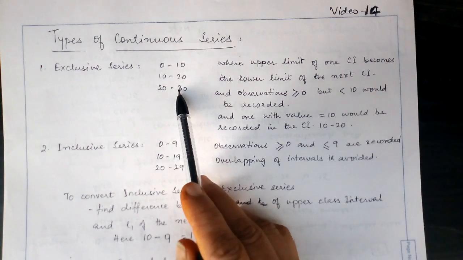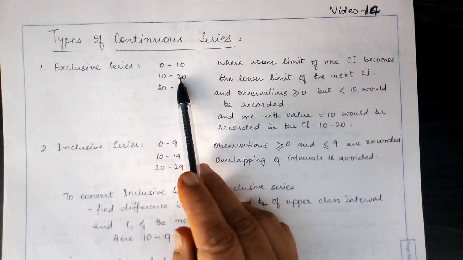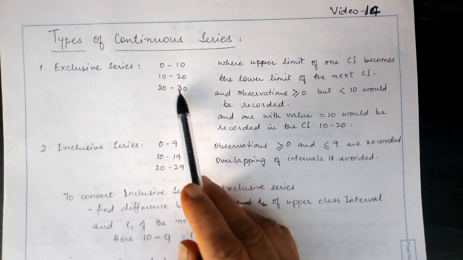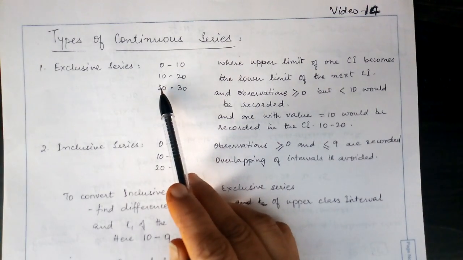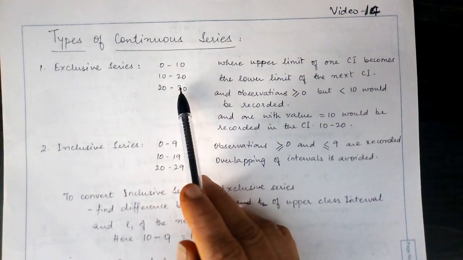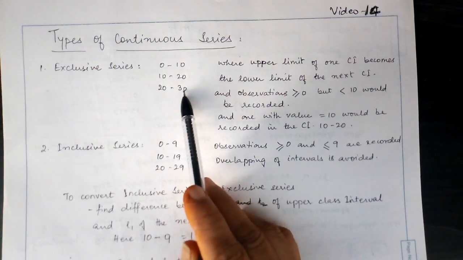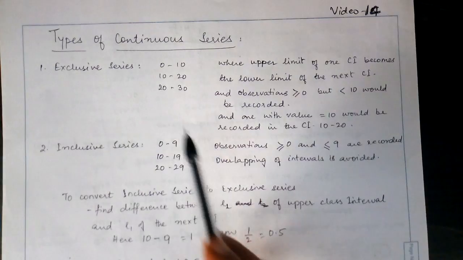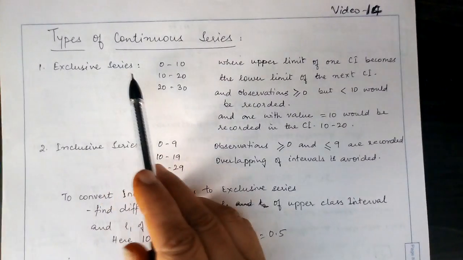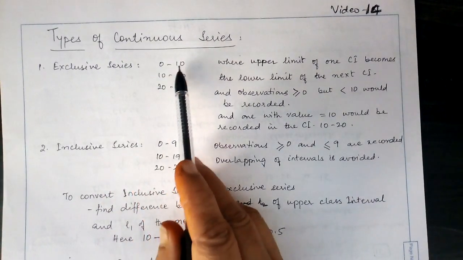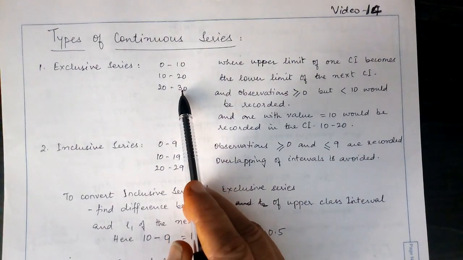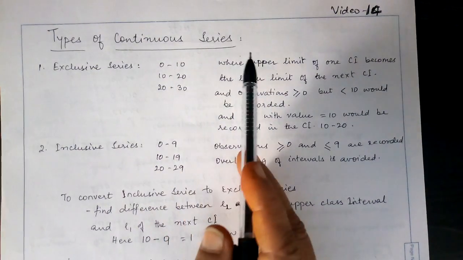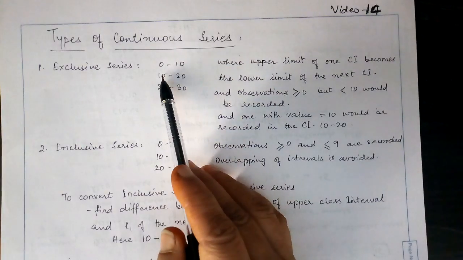The observation that was 20 will be recorded in this class, that is 20 to 30. All observations which are equal to 20 but less than 30 will be recorded in the class interval 20 to 30. That is called the exclusive series. Exclusive series means the values pertaining to the upper limit of a class interval will be excluded, and will be included in the next class interval.